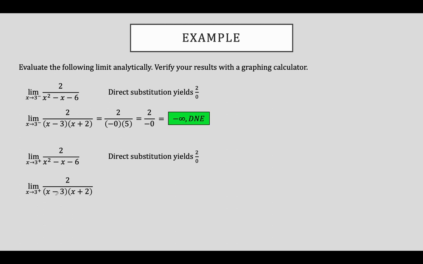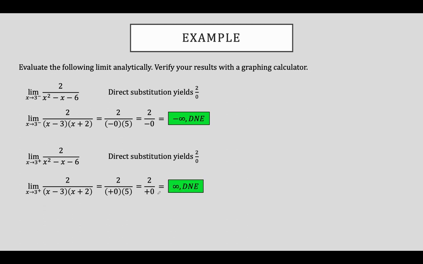It's going to be some number that's infinitely close to 0, but positive, a positive 0. If I plug in 3 here, I get 5. This gives me 2 divided by a positive 0 times a positive 5. Well, in my denominator, a positive times a positive is a positive. We're going to get a 2 divided by a positive 0. And now I have a positive divided by a positive. Well, that's going to give me a positive solution, which has to be positive infinity.